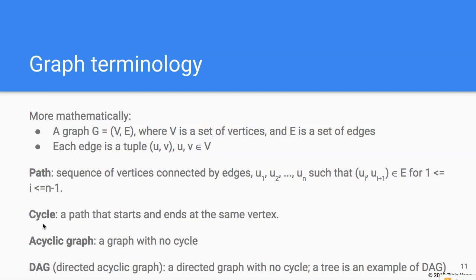Okay. Now, graphs that don't have cycles are called acyclic graphs, such as a tree. Right? And then finally, a directed acyclic graph, commonly referred to as a DAG, is a directed graph that has no cycles. So again, a tree is an example of a DAG.